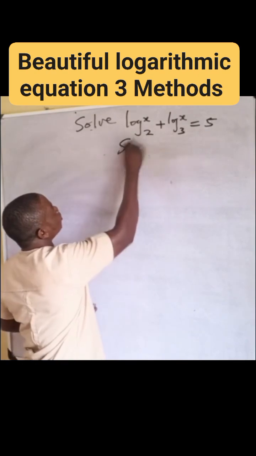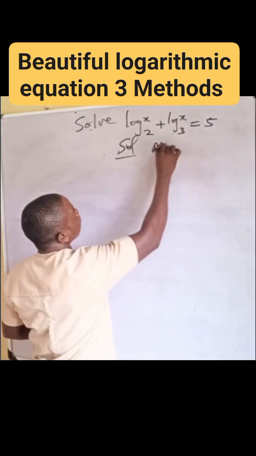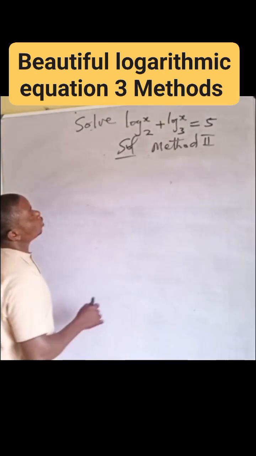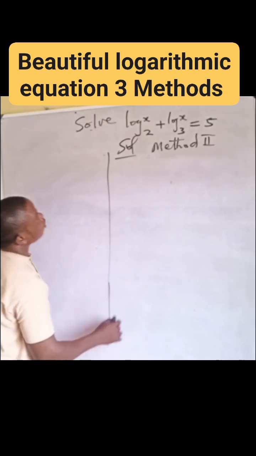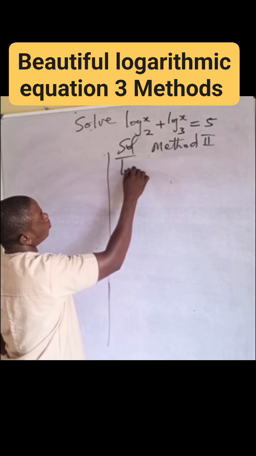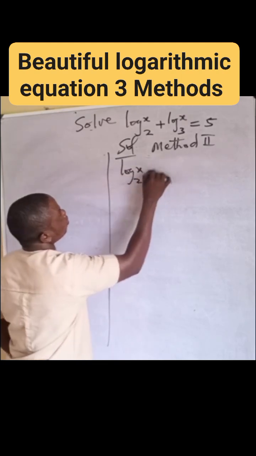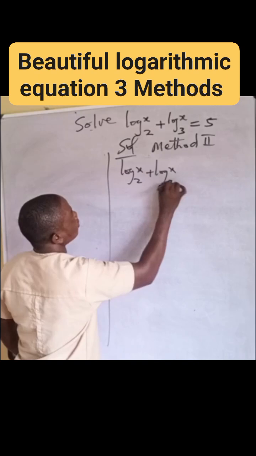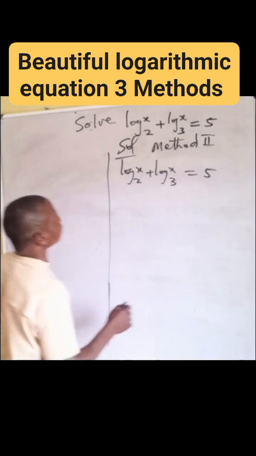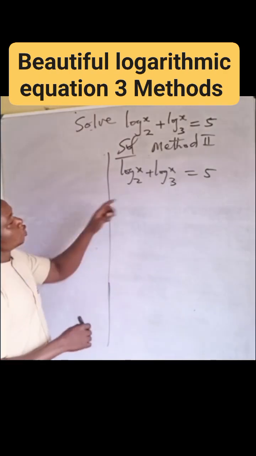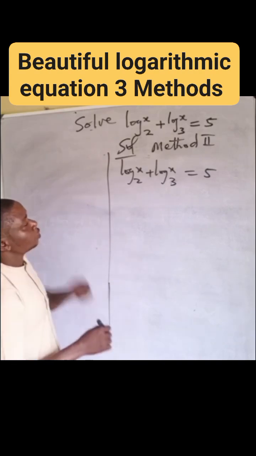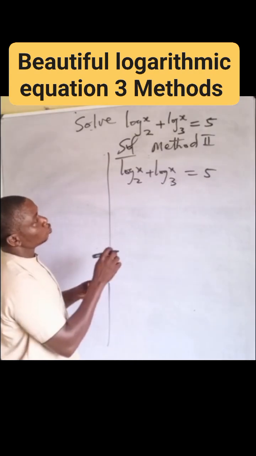Let's go. Solution. This is our method 2 of solving this equation. We have solved it before with method 1. So we have log x base 2 plus log x base 3 is equal to 5. So we are going to change the base to 2 so that we have the same base.